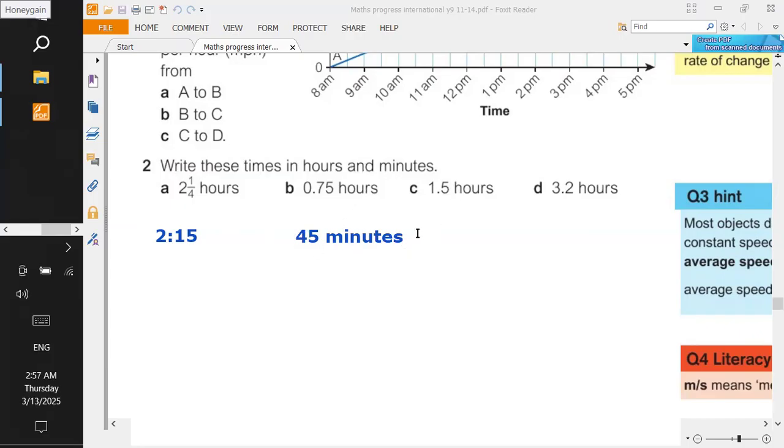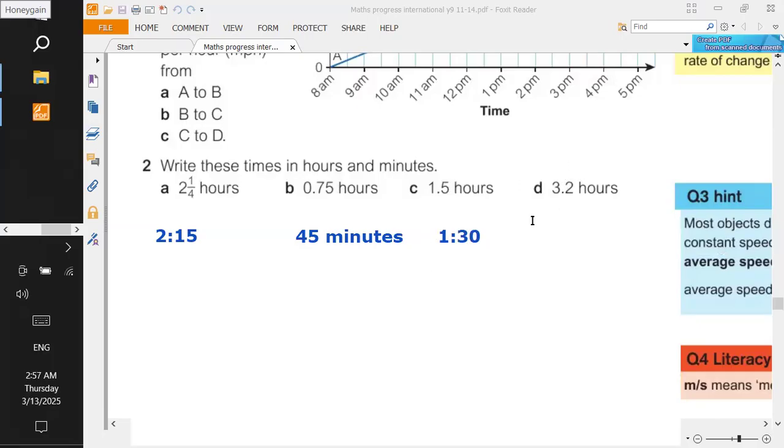Same idea here, 1.5 hours. So it's going to be 1.5 times 60. It will give you 90 minutes. So 90 minutes, when you subtract 1 hour, which is 60, this means that it will give you 1 hour and a half, like this.